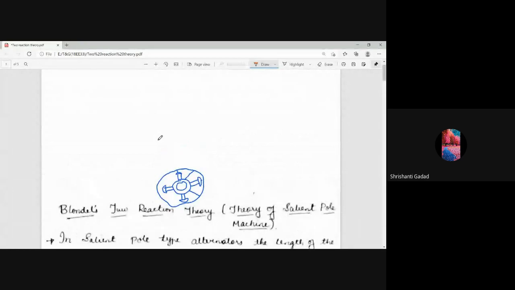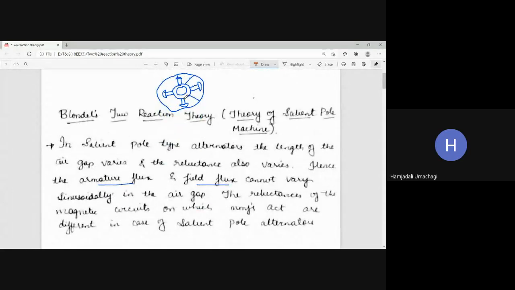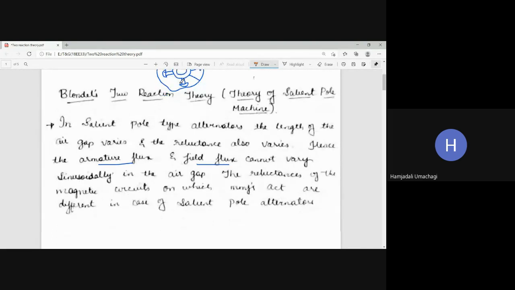Yes, sir. This two reaction theory is a theory related to the salient pole machine where the length of the air gap keeps on changing. At the center it will be minimum and at the other side it will be maximum. This change in the air gap length changes the reluctance. Because of that, field MMF and armature MMF will not be distributed sinusoidally in the air gap, and the stator MMF wave will be different.